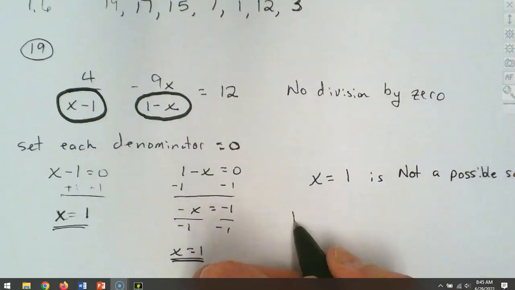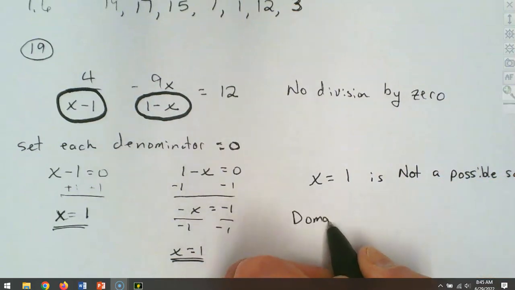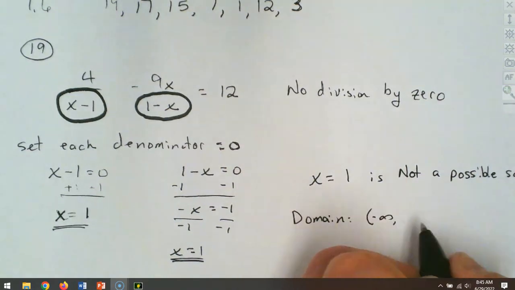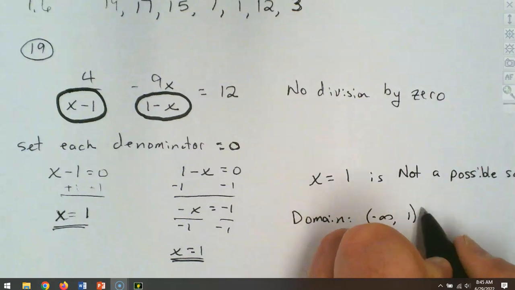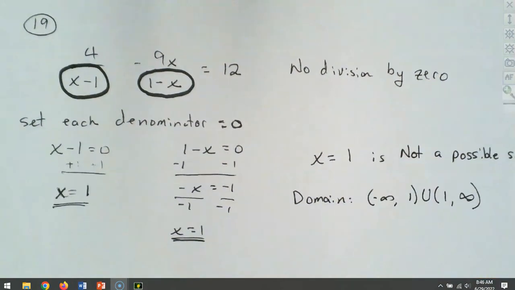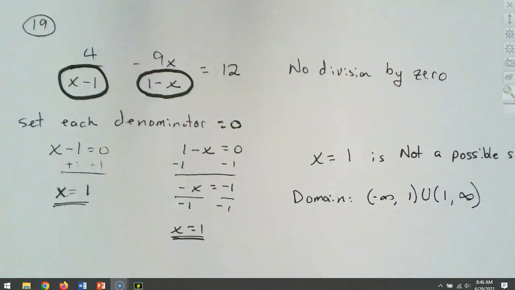And while we're here, let's go ahead and find our domain. Okay, domain is the values of x that are possible. And so the domain would be negative infinity to 1 union 1 to infinity. Okay, that's going to be your domain. And basically what that's saying is every number could be a solution except for 1. Because 1 gives you division by 0, and we can't have it.